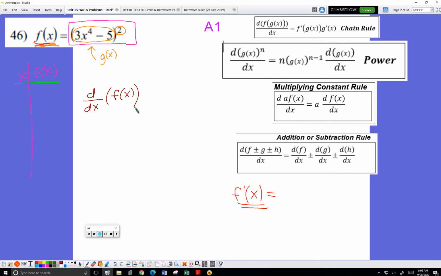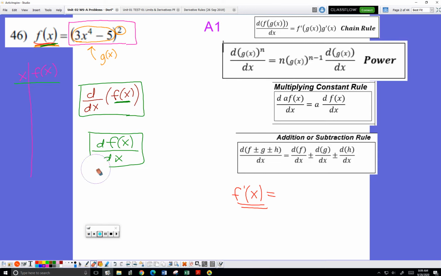Which is basically saying, don't write the next thing, just listen. I'm trying to find f of x, which represents the y-coordinate of this function. I'm trying to find how the y-coordinate changes, that's what d f of x means, divided by how the x-coordinate changes. That's a slope. I'm finding the slope of the function. That's why we have this notation here. Okay, questions? Cool, keep going.